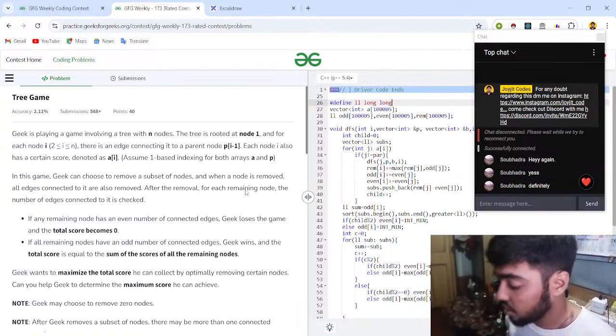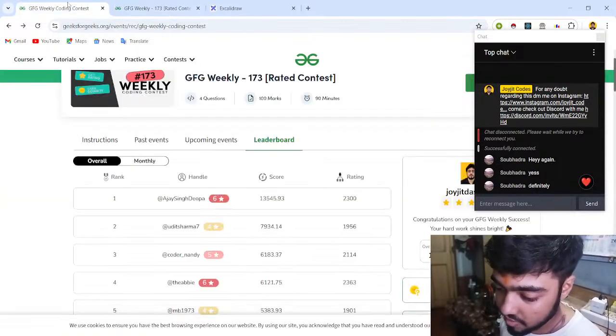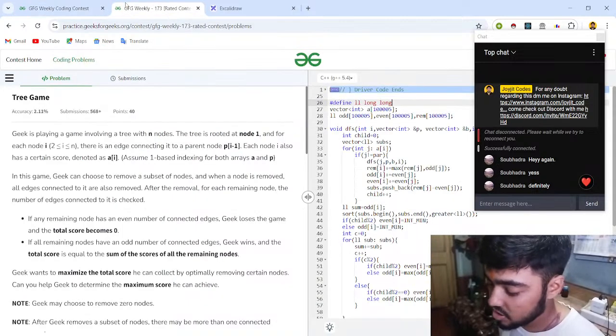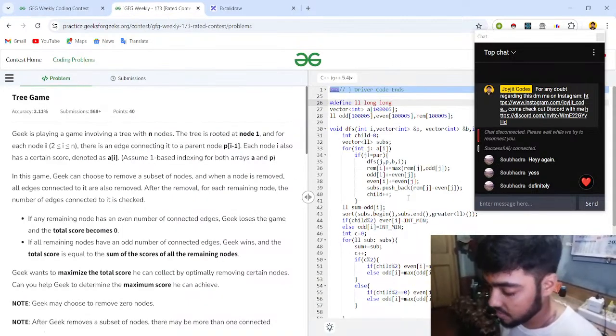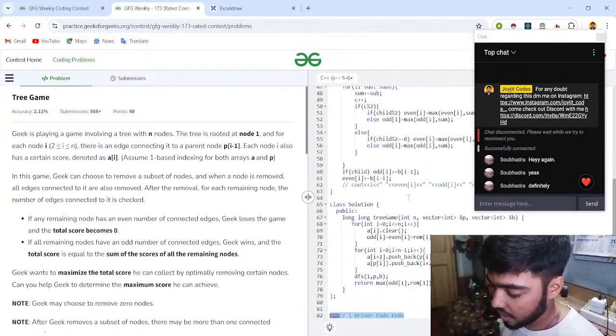I'm too tired today, man. I was solving LeetCode, and I knew that the last question of this GFG thing was hard enough, but I was too tired to solve it by myself. Okay, I have the code. I got it from someone.